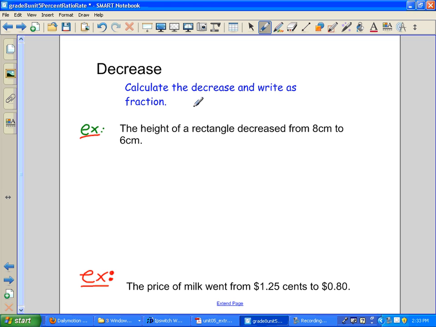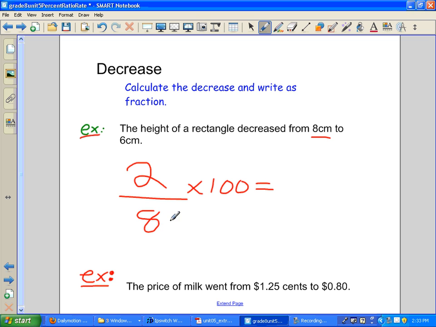Now to calculate the decrease, you do the exact same thing. So if we take that same rectangle and it went from 8 centimeters, the height, to 6 centimeters. So it went down 2 centimeters. So I will write how much it went down. It went down 2 centimeters. What was the original height of the rectangle? It was 8. So the original is on the bottom. Times it by 100 to change it to percent, and you'll get your answer.